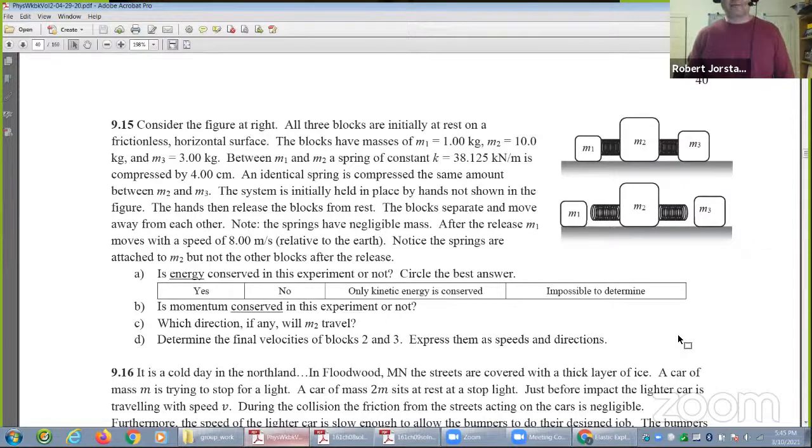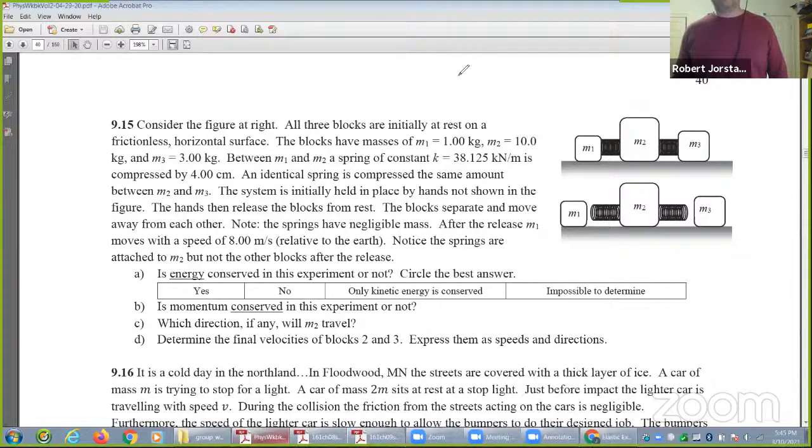We got this figure. We have all 3 blocks initially at rest. So somebody was holding them together and then they're going to let go and the blocks are going to separate and move away, right? The springs have negligible mass. Okay, so the springs are attached. And so this is almost exactly like what we just saw in the video, except with 3 blocks. So do you think energy is conserved? What do you think? Yes. The springs conserve energy, and that's why I call this an elastic explosion.